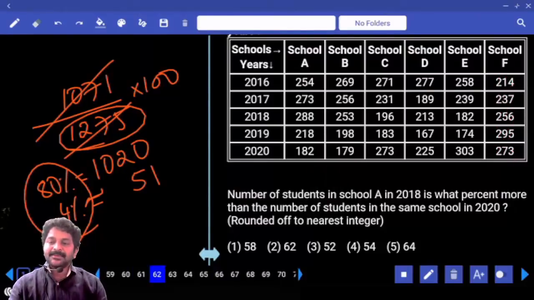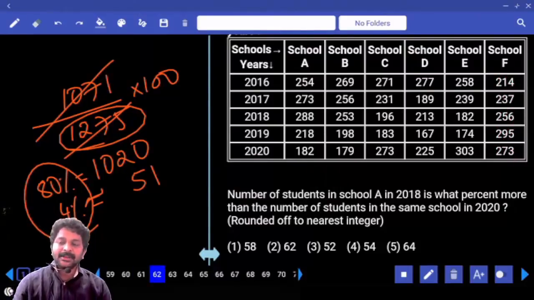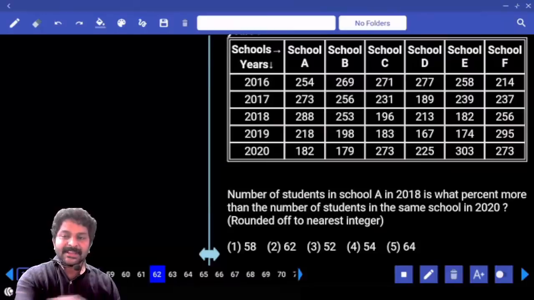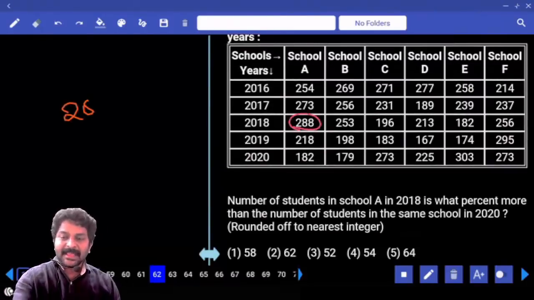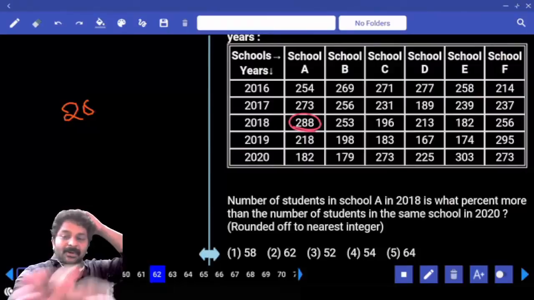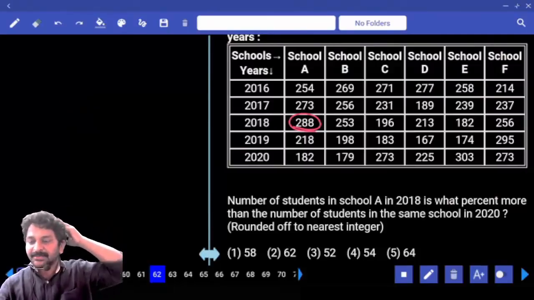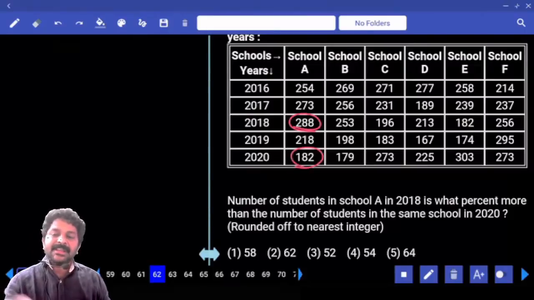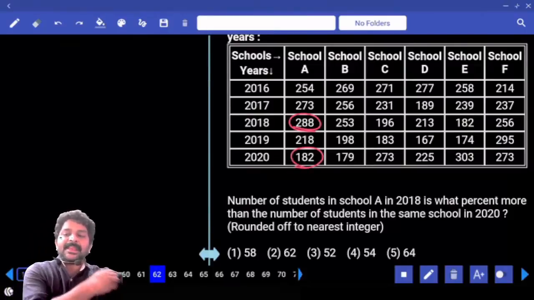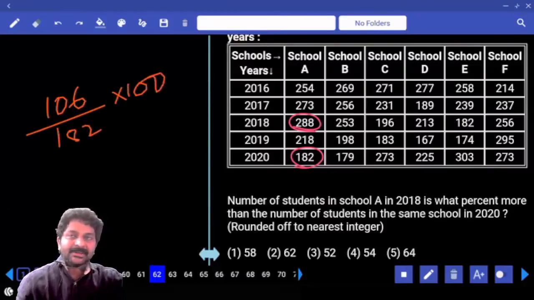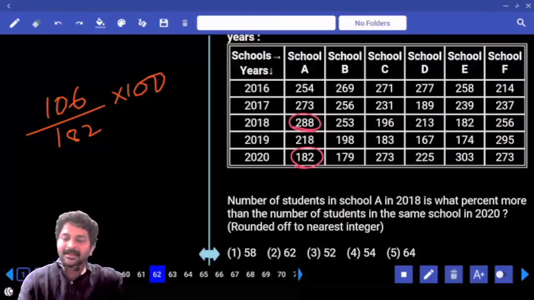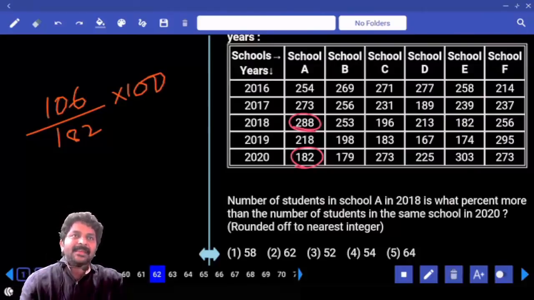Next, number of students in school A in 2018. 288 is what percent more than the number of students in the same school in 2020? In 2020, it is 182. 288 is 106 more than 182. Am I right? Percentage is that over the denominator, into 100. Right. Look at your options. Options are nearby, between 50 and 60 only.